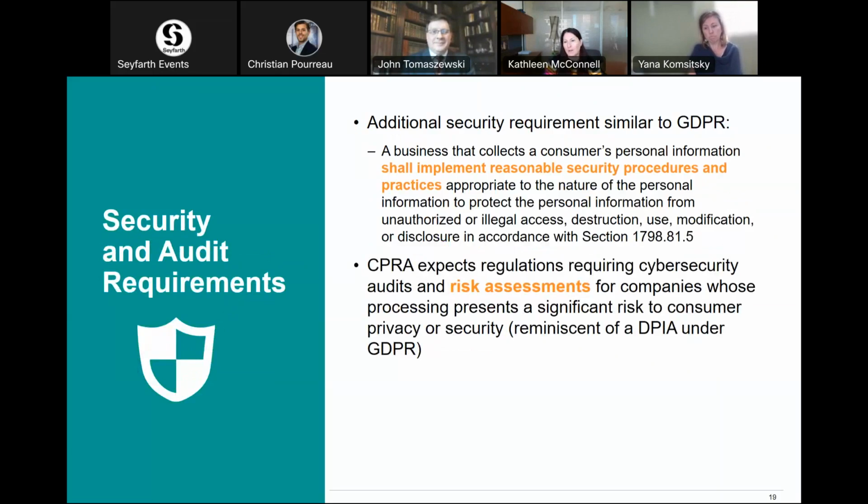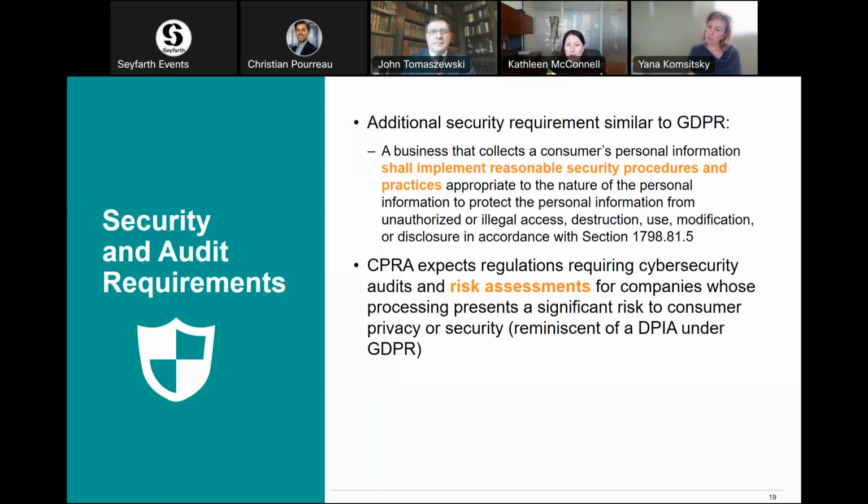Next slide. I think now we're on to Kathleen, who's going to talk about security and audit requirements. One of the aspects that we see under the CPRA is a security requirement that should be very familiar to those of you that are doing business in Europe and similar to GDPR requirements, in that a business that collects a consumer's personal information is now required to implement reasonable security procedures and practices. And there are a couple of requirements that come along with that.